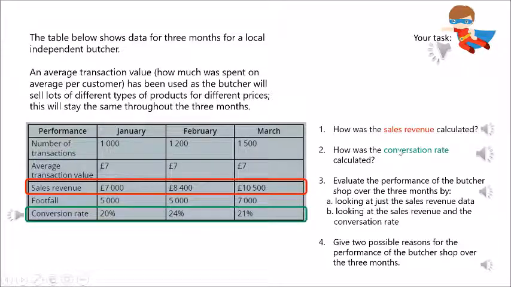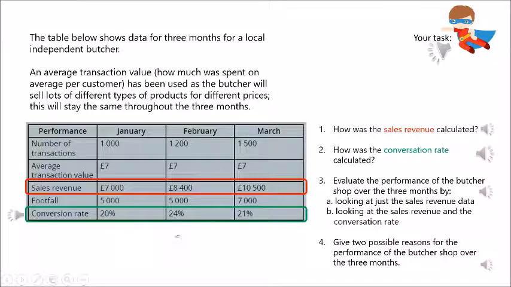Question 2. How was the conversion rate calculated? The conversion rate is outlined in green. The conversion rate means if you've got 5,000 customers coming into the shop, how many did you manage to convert into a sale? How the conversion rate was calculated.